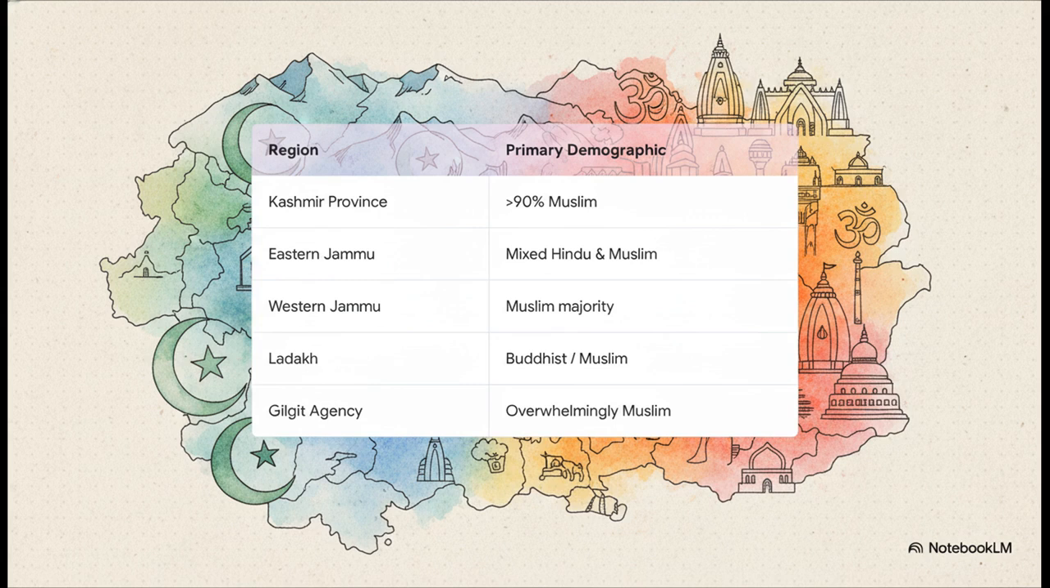You had mixed numbers of Hindus and Muslims in eastern districts like Udhampur and Jammu, while the western districts like Mirpur and Poonch held a Muslim majority. Meanwhile, way out east in the mountainous Ladakh district, there was a significant Buddhist presence, though its Baltistan area was majority Muslim. And finally, the Gilgit Agency up north was overwhelmingly Muslim. So you have this highly complex mix of identities all about to be caught up in a massive geopolitical earthquake.